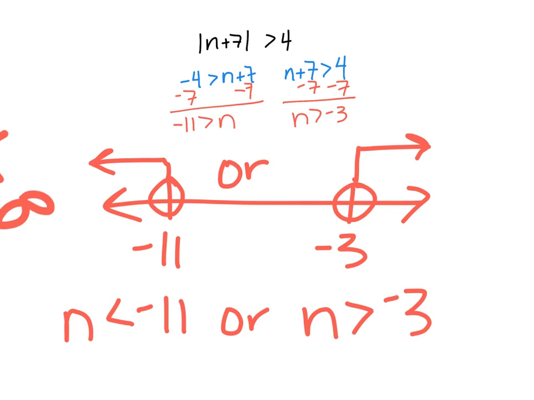So that would be the interval notation for it. If it was greater than or equal to, so if there was a line under the inequality, then there would be a square bracket by the -11 and a square bracket by the -3.